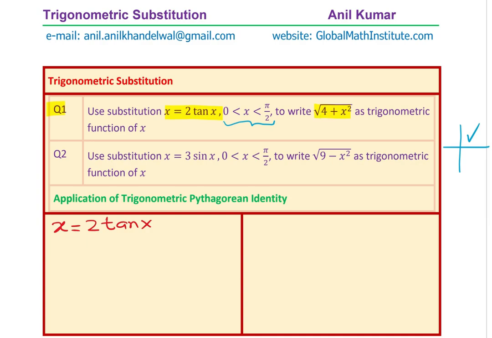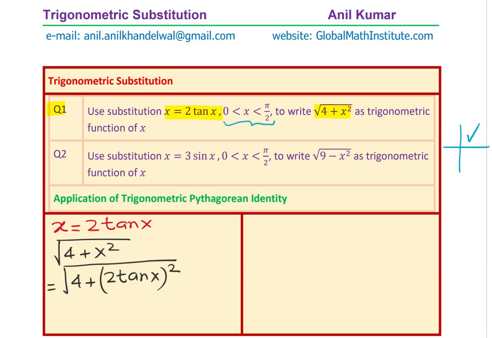Right. So now let's look into the expression given to us, which is square root of 4 plus x squared. Substituting x here, what do we get? We get square root of 4 plus 2 tan x, that is the value of x being substituted, whole square, square root. Now this is square root of 4 plus 2 square is 4, and we get tan square x.